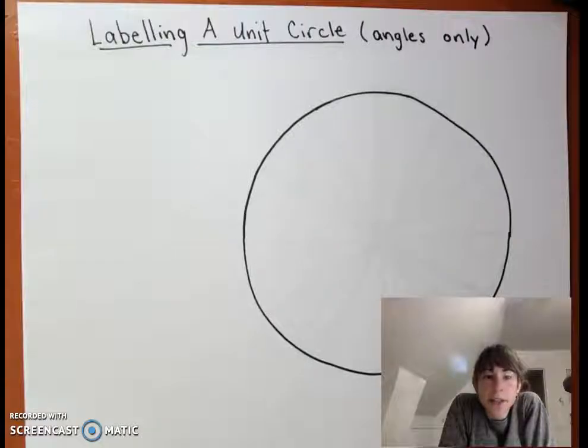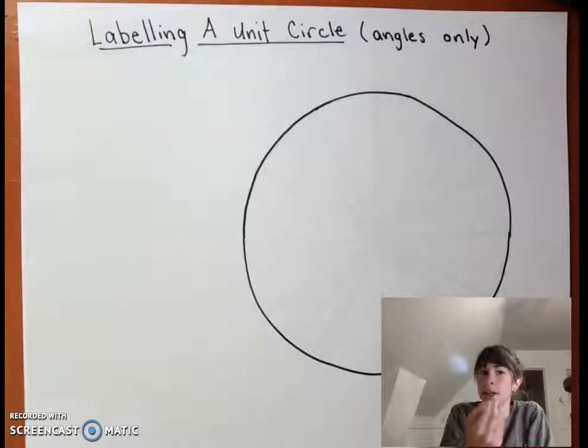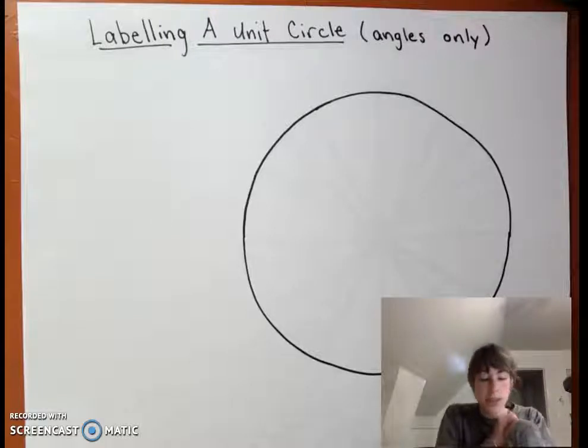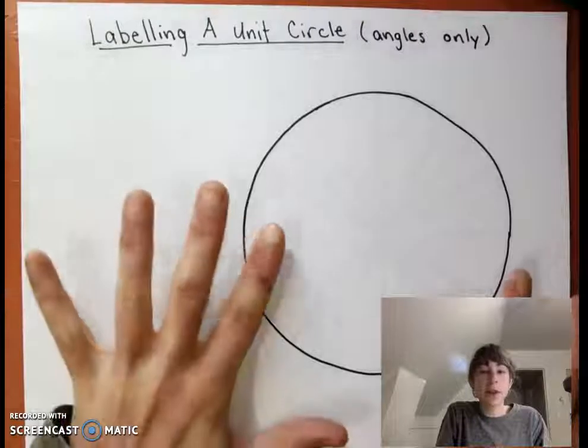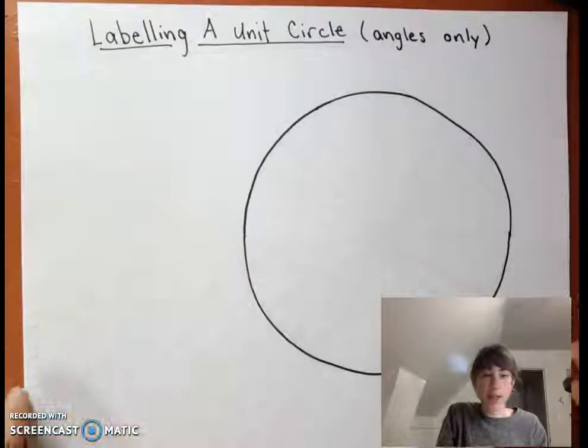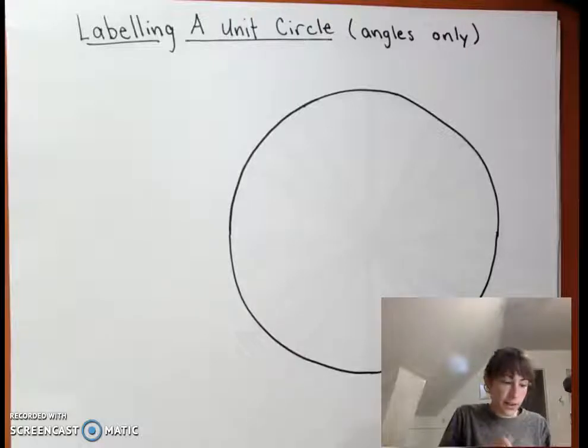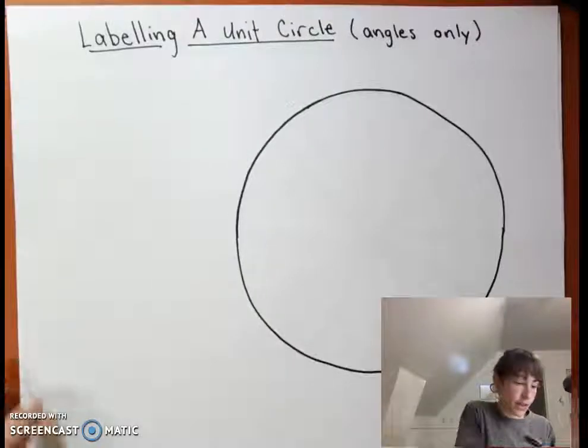Hi everyone. It's really important for you to be able to recognize the size of certain angles, like to be able to look at an angle and say, okay, that looks like pi over 6 radians. And so in this video, I'm going to give you a strategy for how to label all the important angles of the unit circle. So the important angles that I want to label are the quadrant angles.